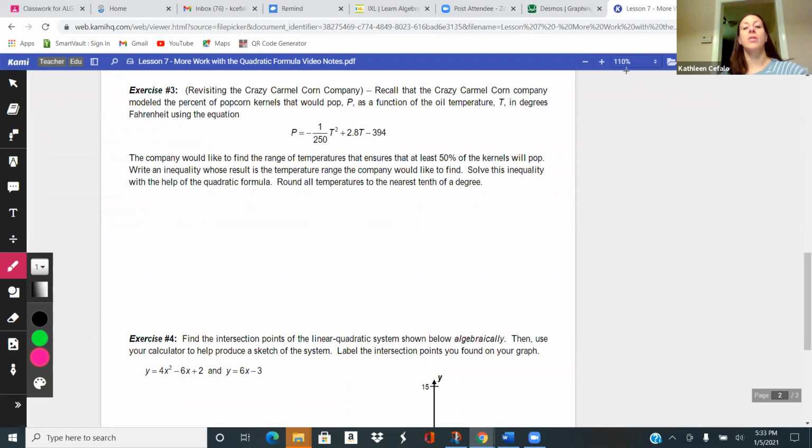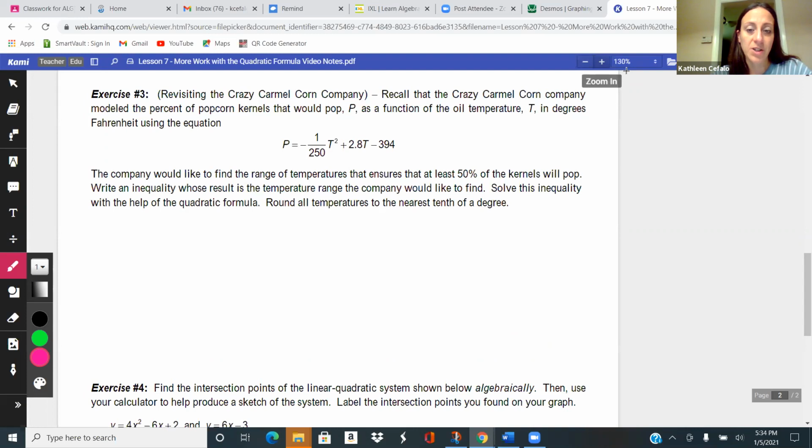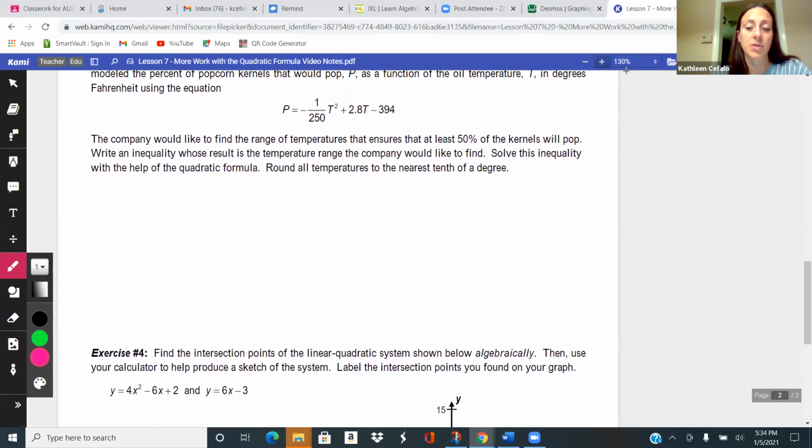We have the Crazy Caramel Corn Company modeled the percent of popcorn kernels that would pop. We did this a while back as a different problem. P was representing the amount of kernels that would pop as a function of the oil temperature, that's our capital T, in degrees, using the following equation. The company would like to find the range of temperatures that ensures that at least 50% of the kernels will pop. So we have to write an inequality whose result is the temperature range that the company would like to find, and solve the inequality with the help of the quadratic formula. Then we're going to round all temperatures to the nearest 1/10 of a degree.